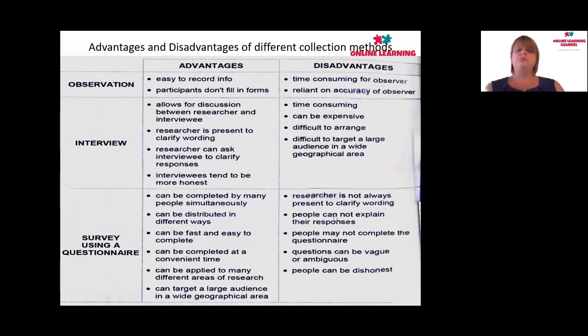Disadvantages: a researcher is not always present to clarify wording. In other words, if they are not sure about something, you can't help them. People cannot explain their responses. So if they give a vague response, you need to work with that.